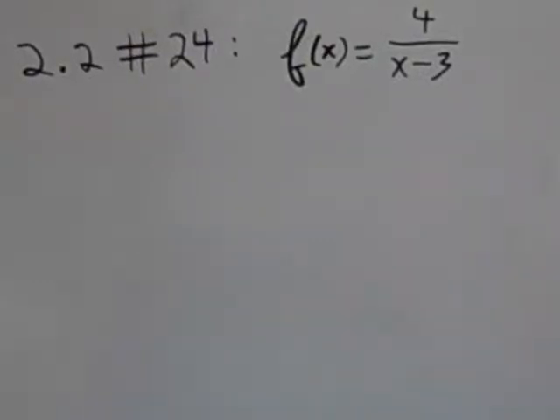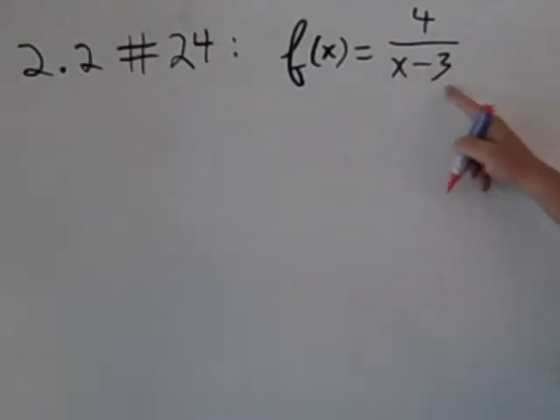Okay, for this problem we're asked to find the domain of this function. That's the set of allowable inputs to the function. Well, you often answer such a question by answering it backwards. Ask yourself what is not in the domain of this function.